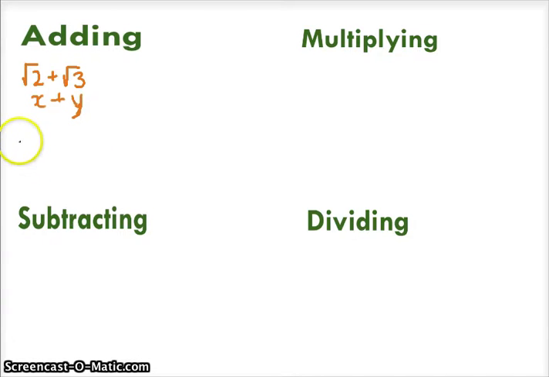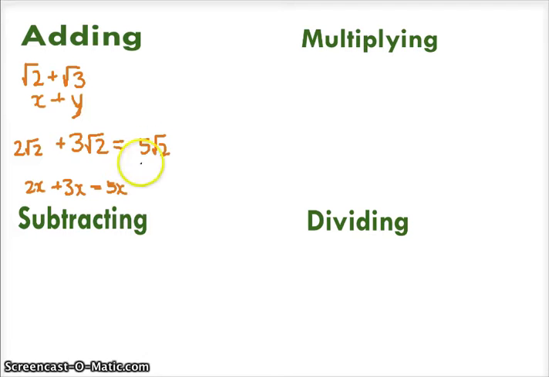But let's say we have 2 root 2 plus 3 root 2. In this case, we can add this because we both have the root 2. So this equals 3 plus 2, which is 5 root 2. This is sort of like 2x plus 3x. We can add that because the x is the same, so we get 5x. Sort of a similar concept.